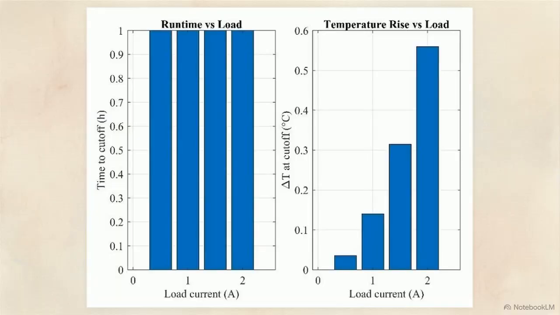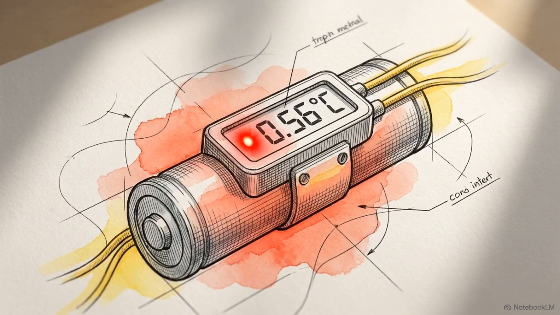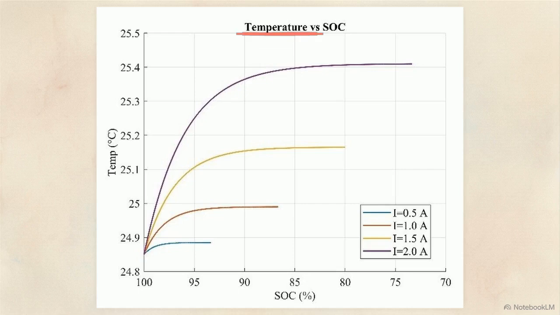Comparing the results at the 1-hour cutoff highlights the difference between runtime and temperature. While the runtime is identical across all tests, the temperature rise scales aggressively with the load. The increment grows from just 0.03 degrees Celsius at the lowest load to 0.56 degrees at the 2.0 amp peak. Mapping temperature against state of charge reveals how joule heating accumulates.